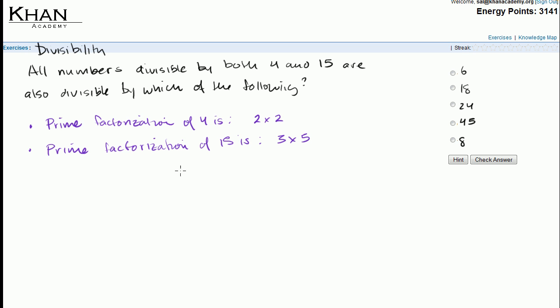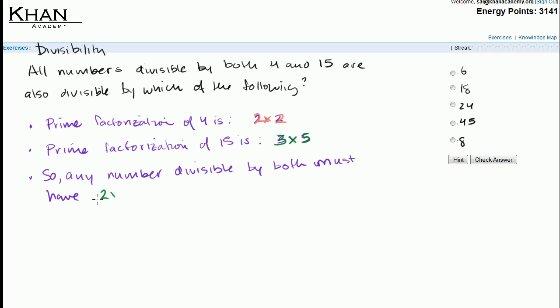So the next hint, any number divisible by both must have 2 times 2, and 3 times 5. And we could color code it, so they see that you have to have these prime factors in it.